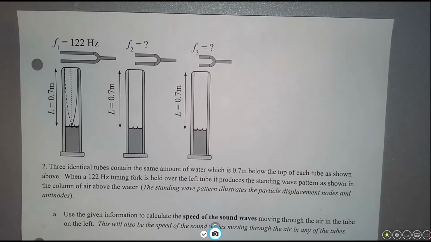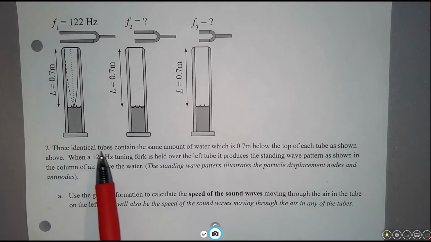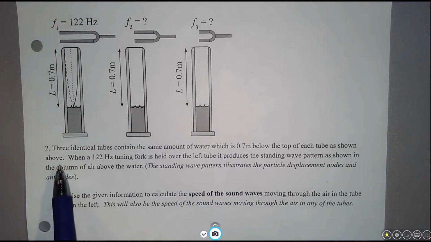Okay, our second example problem dealing with standing waves is going to be dealing with standing waves inside of columns of air, not inside of a string that's fixed on both ends. So problem 2 says, 3 identical tubes contain the same amount of water, which is 0.7 meters below the top of each tube, as shown above.